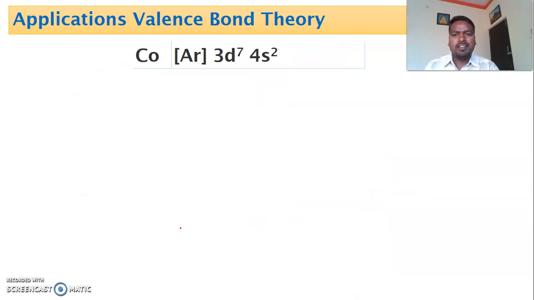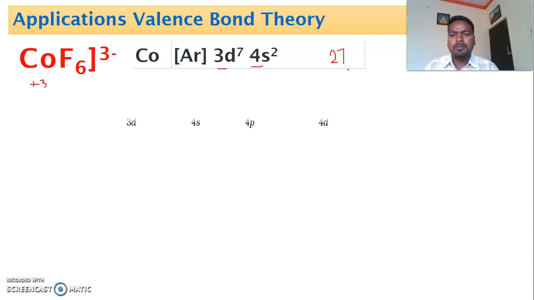So now let us see another octahedral complex, the hexafluorido cobalt(III) complex. Here the oxidation state of cobalt is +3. The electronic configuration of cobalt is 3d7 4s2, and its atomic number is 27, which is present next to iron in the periodic table.